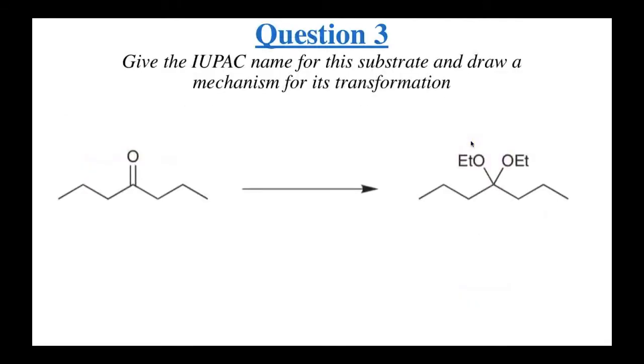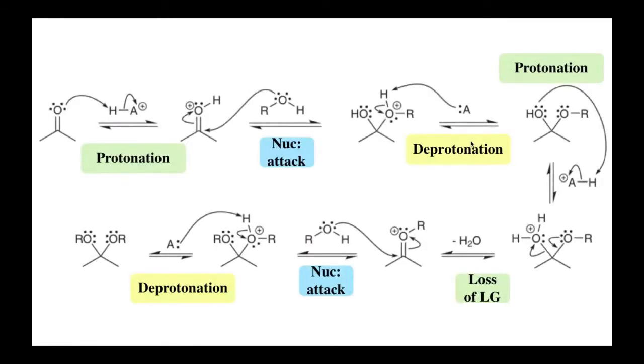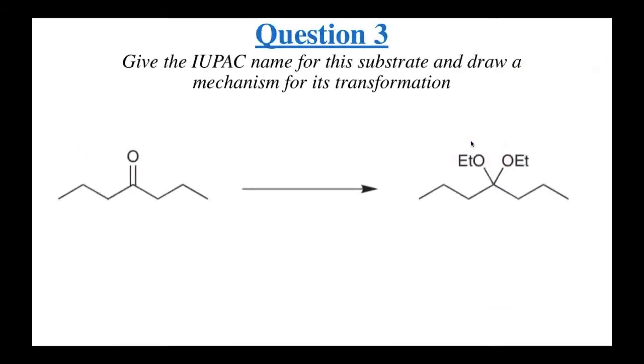So now let's look at this. Well, are there any questions, first of all, before we do our next problem? I hope this is making sense to you all. Then let's start. Let's give the IUPAC name for this substrate and then draw a mechanism for its transformation. So we have our substrate on the left and we have our product on the right. Students, what kind of substrate is this? What kind of structure is this?